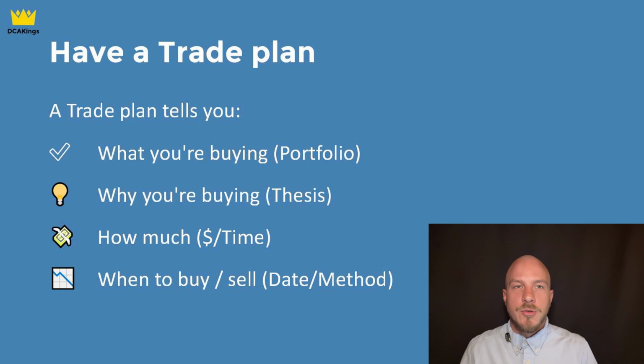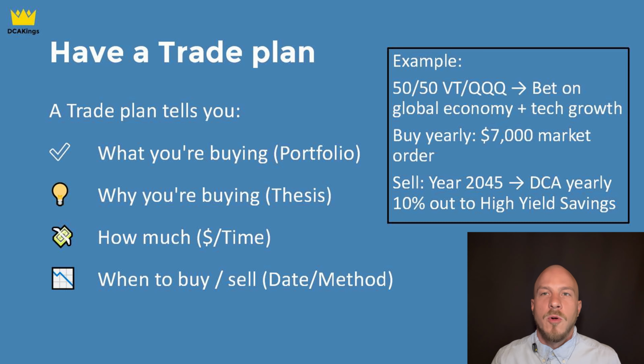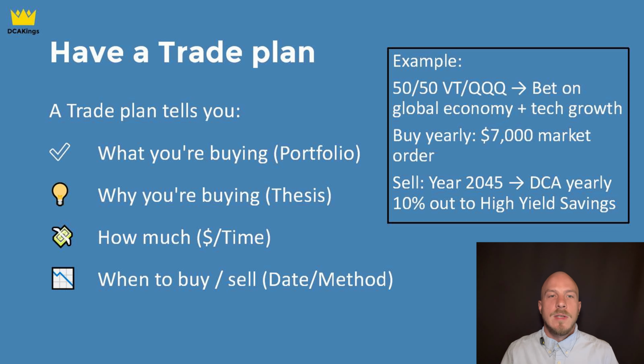Let's move on to why you need a trade plan. It keeps you focused on your long-term goals. It tells you what you're buying, why, how much, and when to enter and exit. Without it, it's easy to panic sell. Here's a super good beginner example for a portfolio and trade plan. It's a 50-50 split between VT and QQQ. It bets on global economy plus tech growth. Buy 7,000 a year at market and sell in 2045. DCA out, moving 10% into a high-yield savings account. If part of your portfolio grows a lot, you can take some profits. But for maximum gains, avoid selling and only adjust your buys.